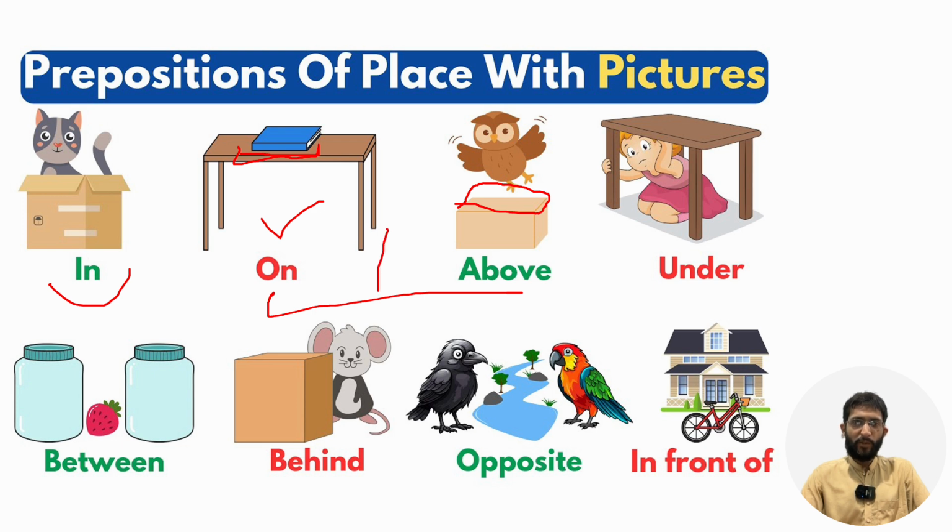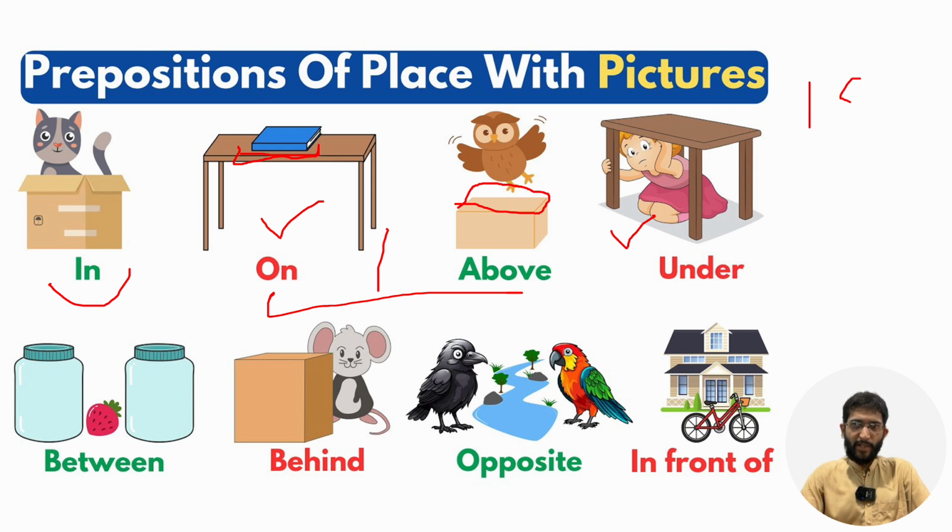Look at the fourth preposition, under. Under means something down, maybe something below. For example, this girl is sitting under the table. Sometimes you say inside the table, when something is closed, you say it is inside it. But here you can say it is under the table. The table is big and the girl is under it. Okay, the girl is under the table.